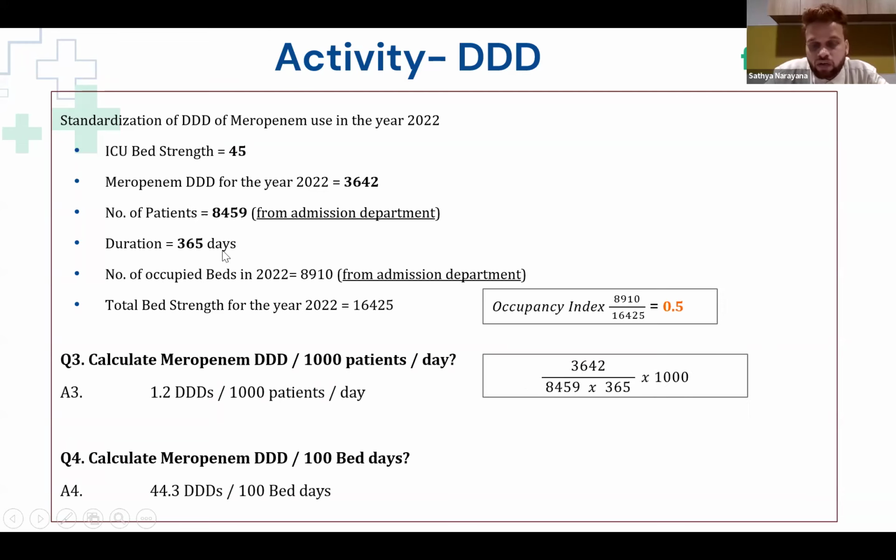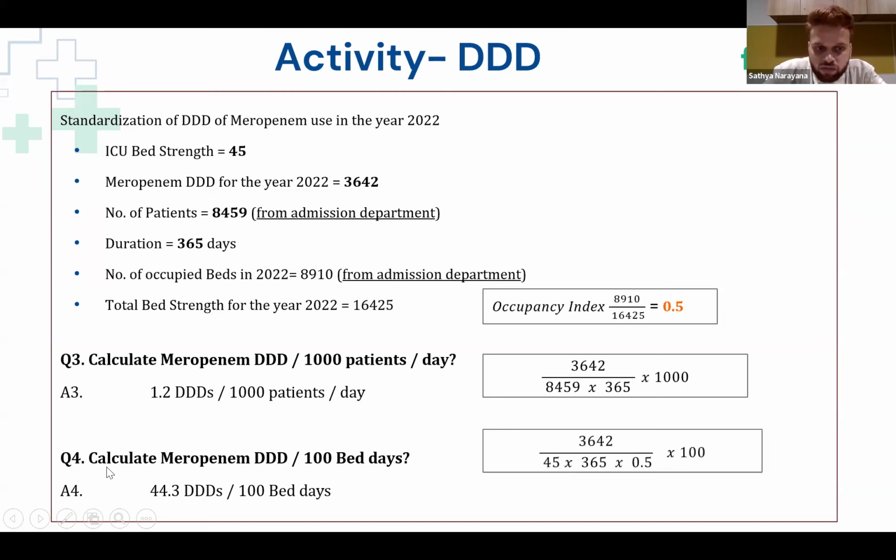Here we'll be taking these variables. For example, the number of DDD of a year of meropenem is 3642, divided by, again, the number of patients, because as per the formula we'll first be dealing with the meropenem annual data, followed by the inpatients, that is, all the patients admitted in the hospital in a particular specific time. The duration would be 1 year we are calculating for, so it would be 365 days, and we'll be multiplying by 1,000. So the value of this equation would be 1.2 DDD per 1,000 patients per day.